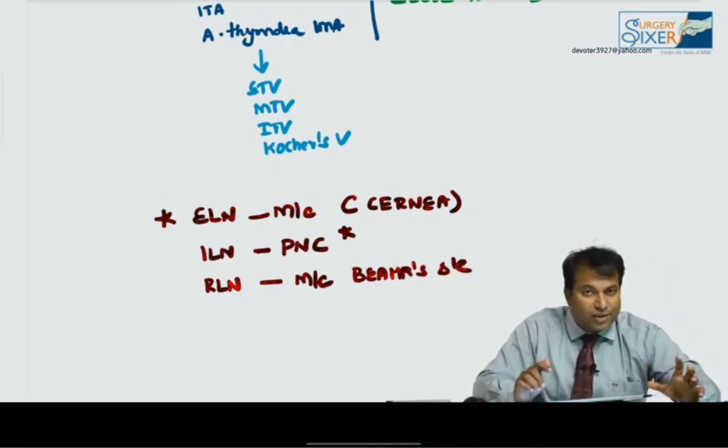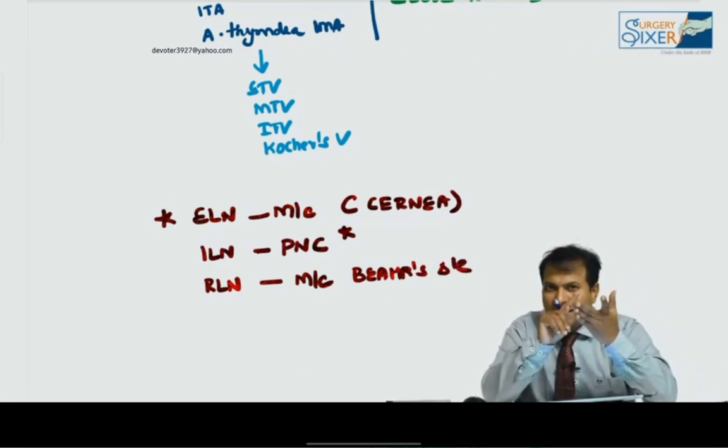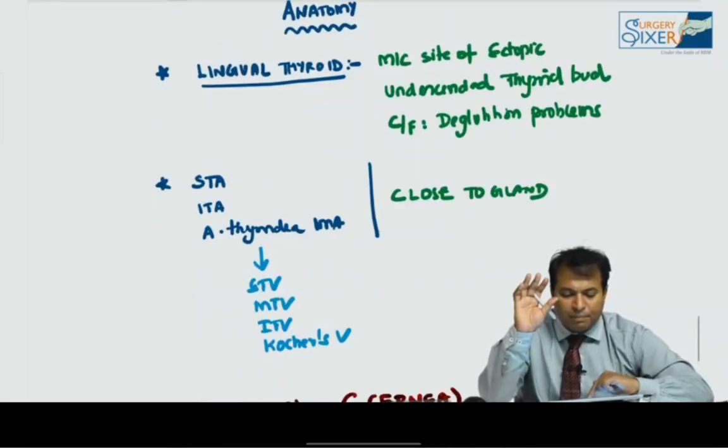It is at the level of the tracheoesophageal groove, between the junction of the tracheoesophageal groove, common carotid artery and inferior thyroid artery. That is known as Beahrs' triangle. So I want you to remember these anatomy points thoroughly for your exams.